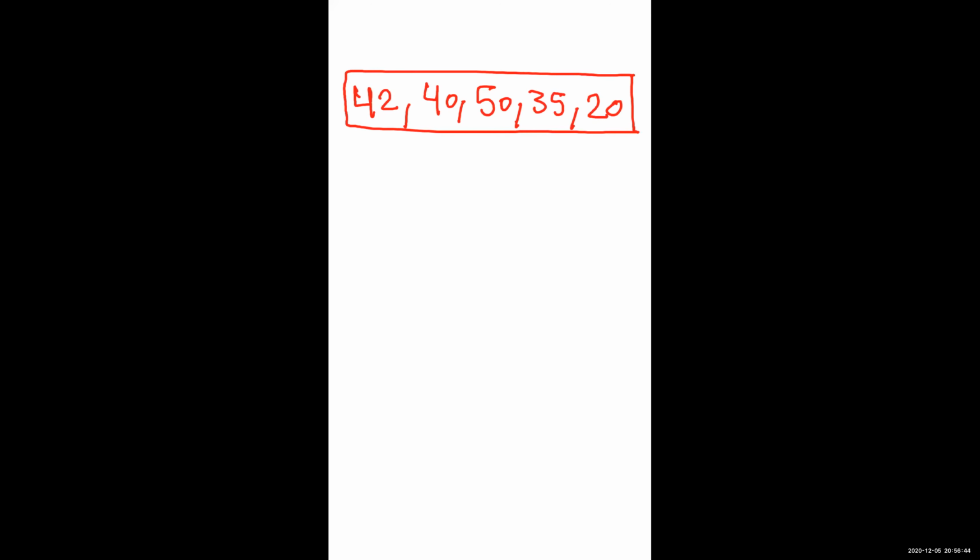So there are two cases here, guys: if the number of values is odd, or if the number of values is even. This means if there are numbers like this: 42, 40, 50, 35, and one more number like 20. So this is an odd number of values, because there are 1, 2, 3, 4, 5 values, right?